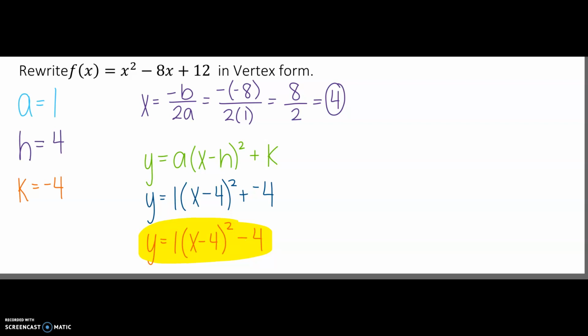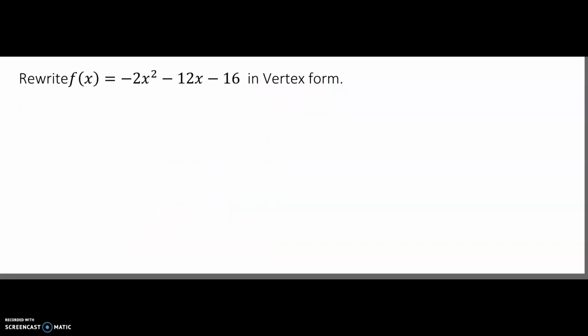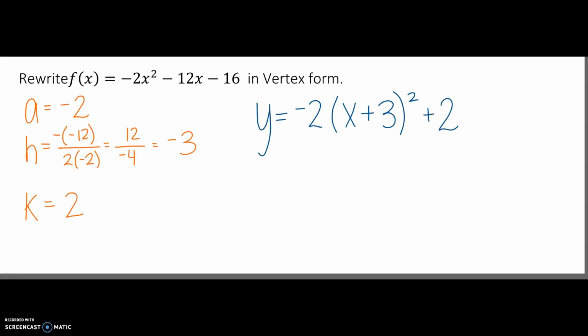If you want to go ahead and try the next problem on your own to see if you can rewrite it in vertex form. Alright, here's our final problem. We found that a was negative 2, h is negative 3, and k is 2. We plugged it into our vertex formula and came out with our final answer.